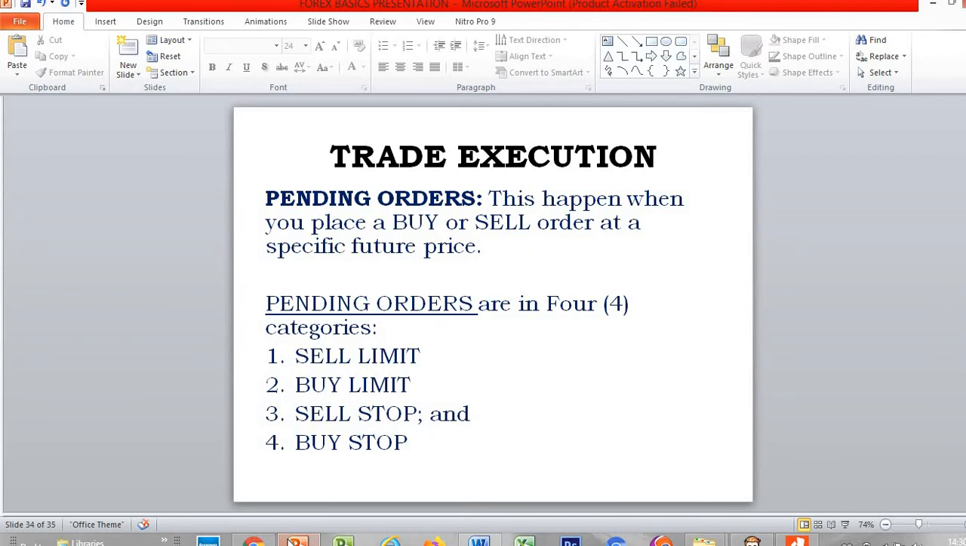So we have four categories of these pending orders. We have the sell limit, the buy limit, the sell stop, and the buy stop. I want us to pay particularly close attention to this area that I'm discussing right now, because it's kind of tricky, especially for somebody that is coming new.